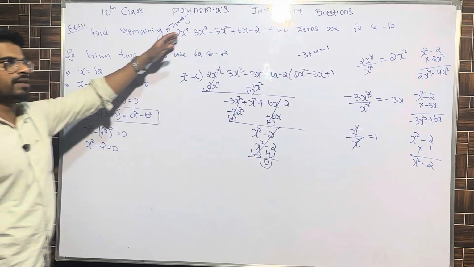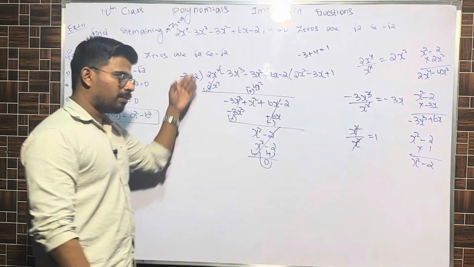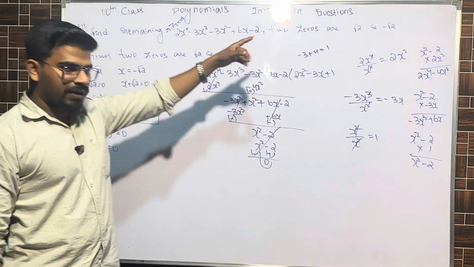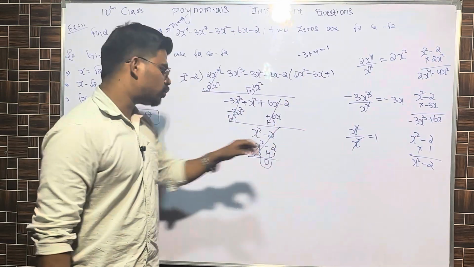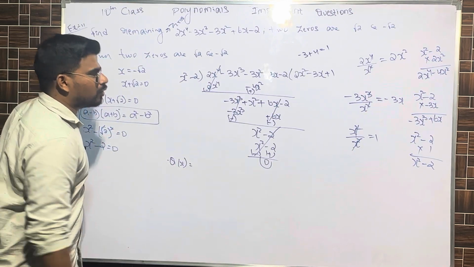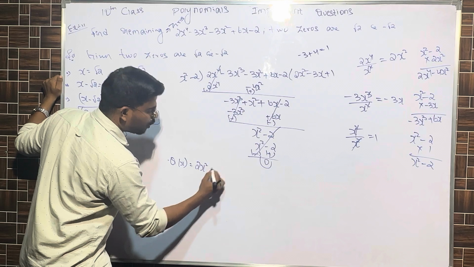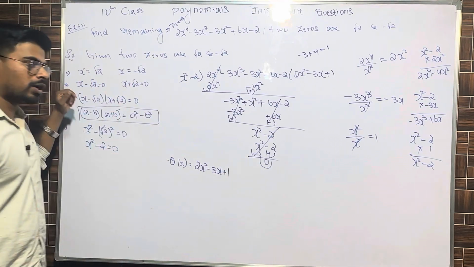What did we do? Dividend was given. Divisor was not provided. We found out the divisor. After finding the divisor, we completed the division. We found the quotient. Factorize the quotient and get 2 more zeros. Q of x is equal to, what is Q of x? 2x square minus 3x plus 1.